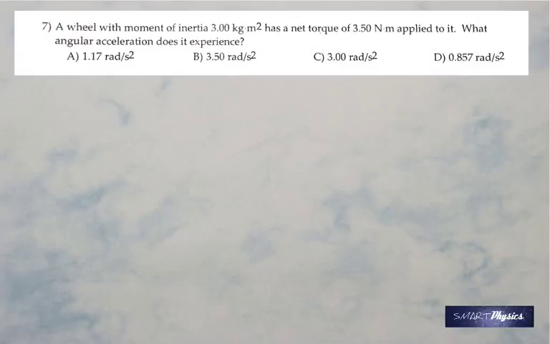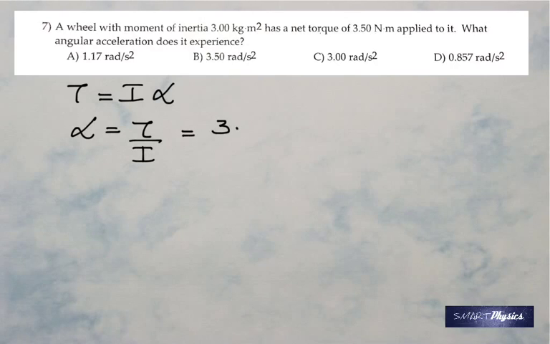The seventh one: a wheel with moment of inertia 300 kilogram meter squared has a net torque of 3.5 Newton meter applied to it. What is the angular acceleration? Direct question again. Moment of inertia, I, and the torque are given, and you have to find alpha. The relation is torque is equal to I times alpha, and rearranged, alpha is tau by I.